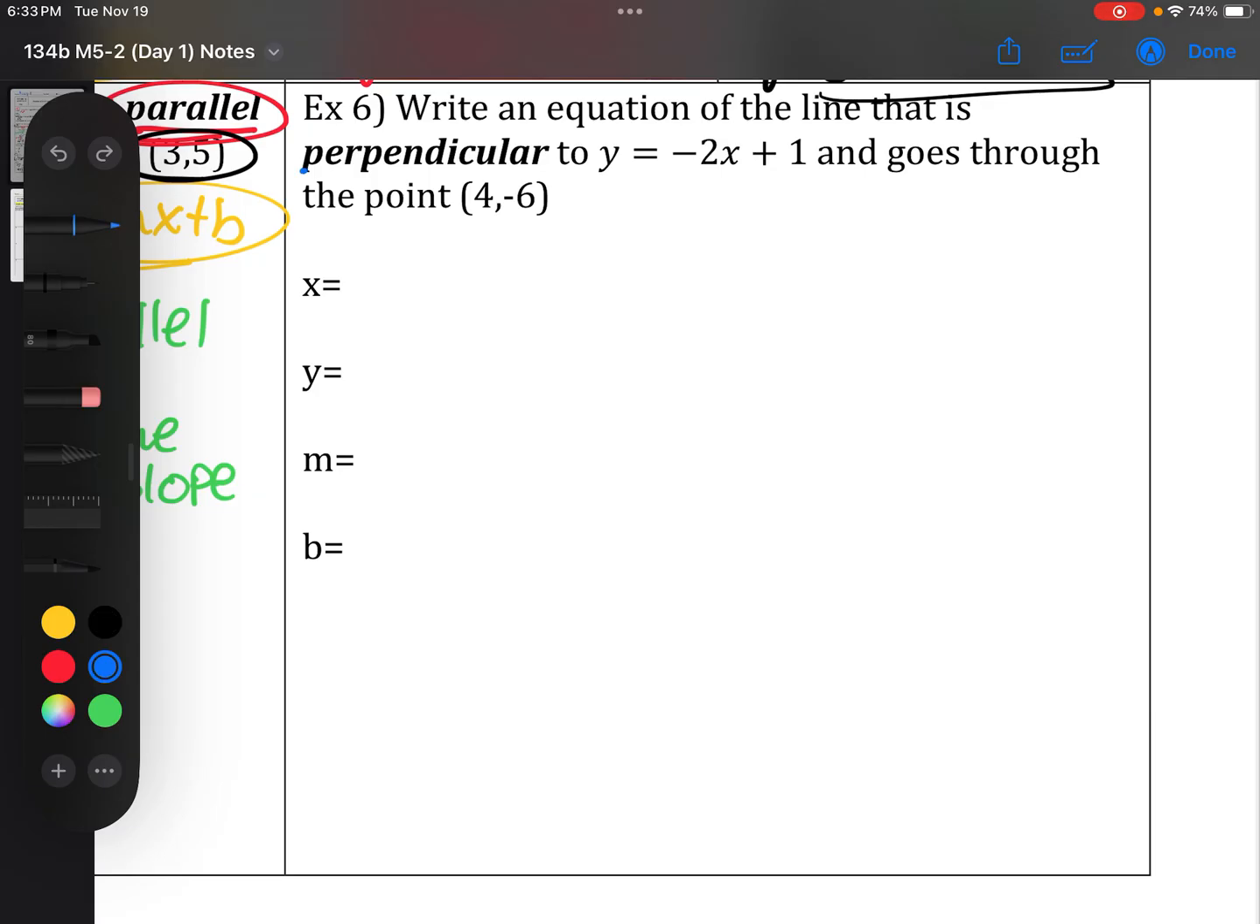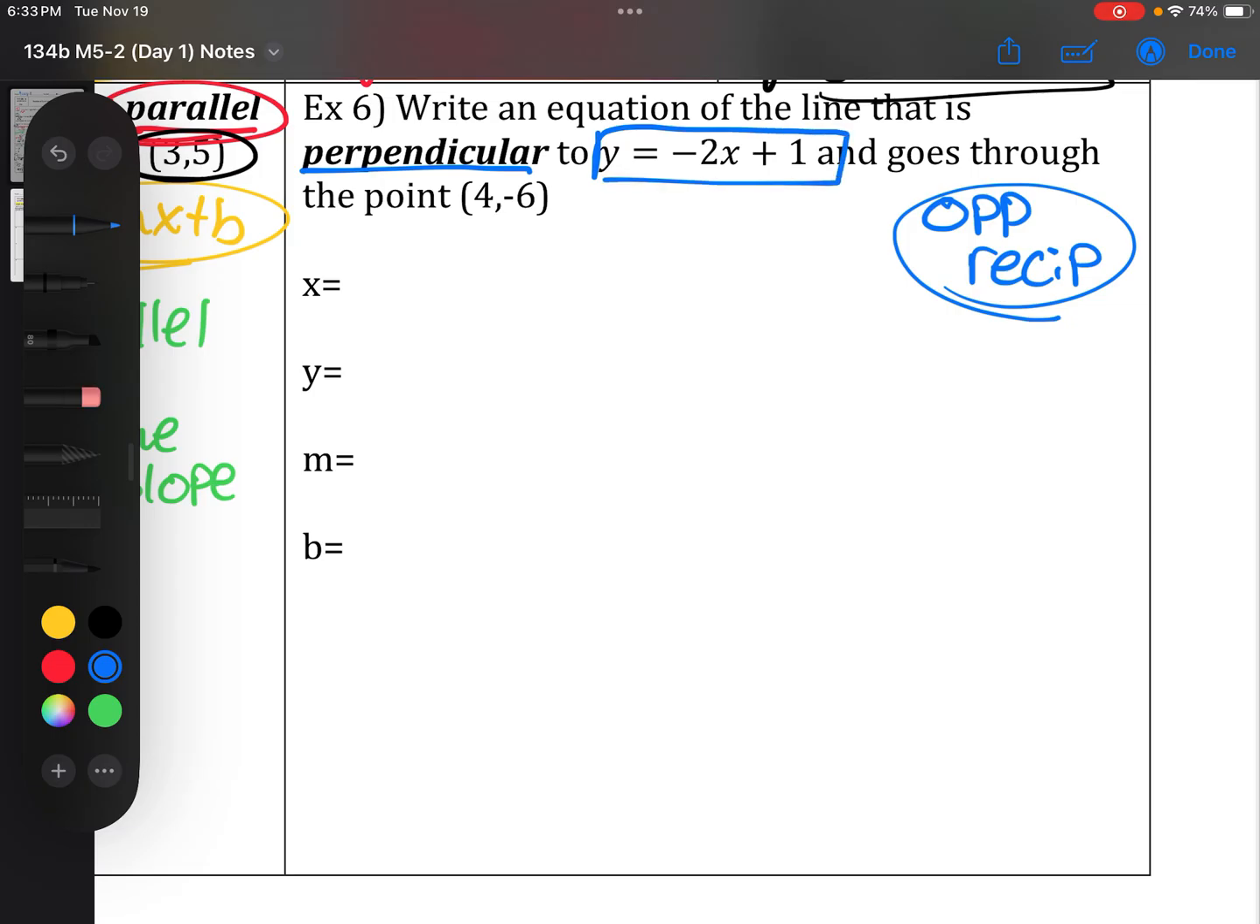So perpendicular, okay? Remember, that means opposite reciprocal slope. So if we look at the original line that we want, so this is not the line that we want as our answer. This is just a line we're borrowing to see what the slope is.